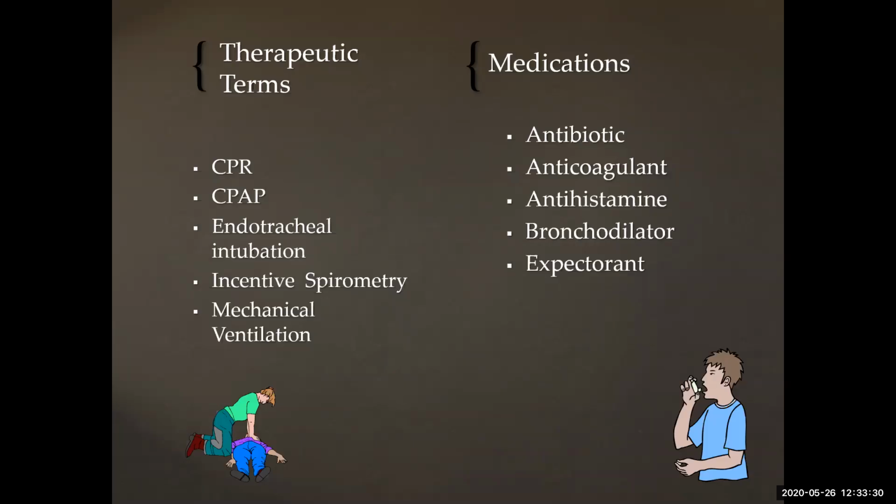Anticoagulants are going to thin the blood, especially if you have a pulmonary embolism. Antihistamine is going to help neutralize or inhibit the effects of histamine. So if somebody's having an asthmatic attack or reaction, and a bronchodilator is going to dilate the muscle walls of the bronchi.